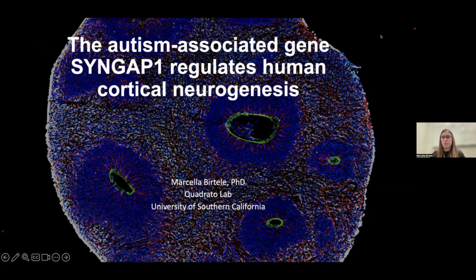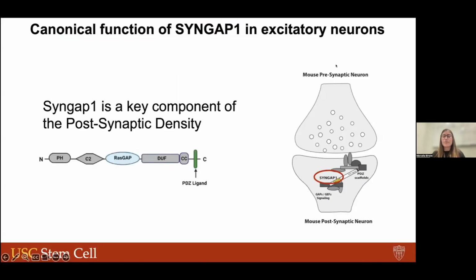The focus of my postdoc has been to really try to understand the role of a top ASD-associated gene, SYNGAP1, in the context of human cortical neurogenesis. What we know about SYNGAP1 is mostly from work performed in rodent models, where SYNGAP1 has been described as a protein with a distinct role at the postsynaptic level of excitatory neurons. This role has only recently been shown to be equivalent also for human excitatory neurons in an iPSC model system where they generated adult human excitatory neurons.